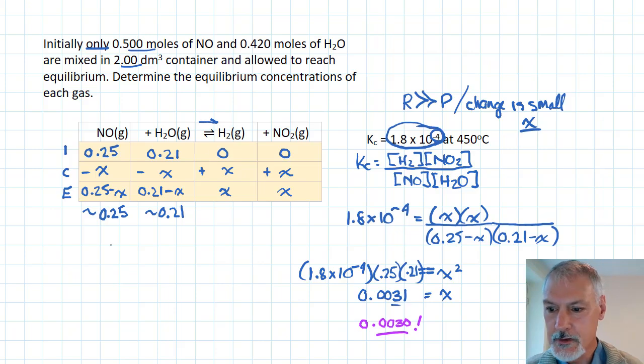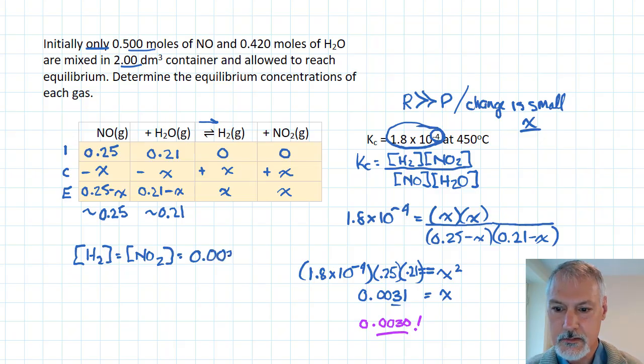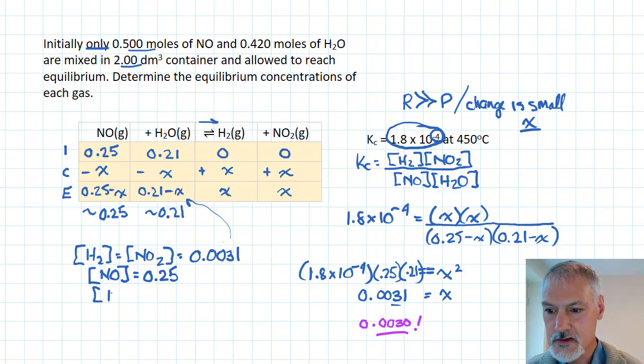So at equilibrium then, the concentration of hydrogen equals the concentration of nitrogen dioxide, which is roughly 0.0031 moles per liter, and these two concentrations haven't changed by much. So even if I put this small value in here, I still don't get much of a change. So the concentration of nitrogen oxide stays virtually the same, and the concentration of the water vapor the same as it started.